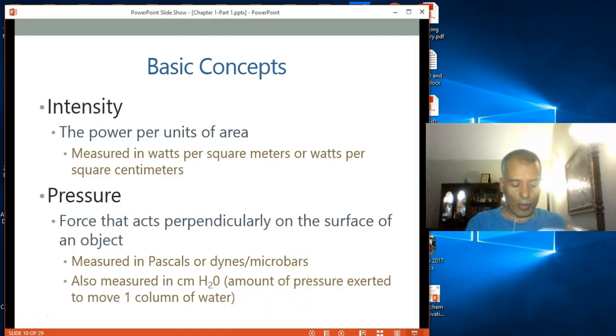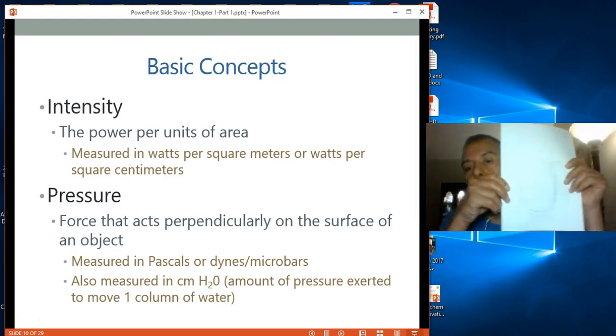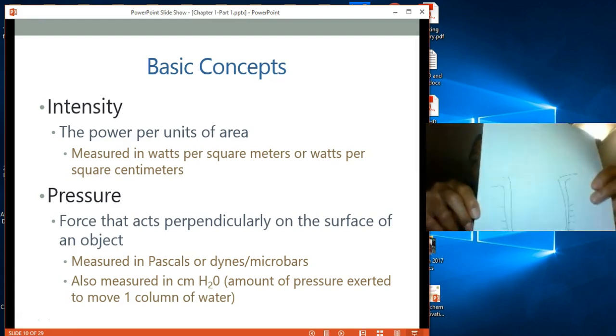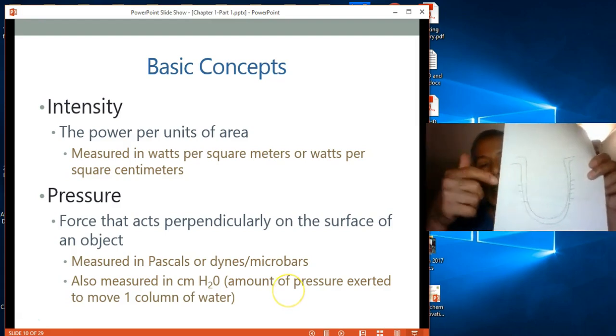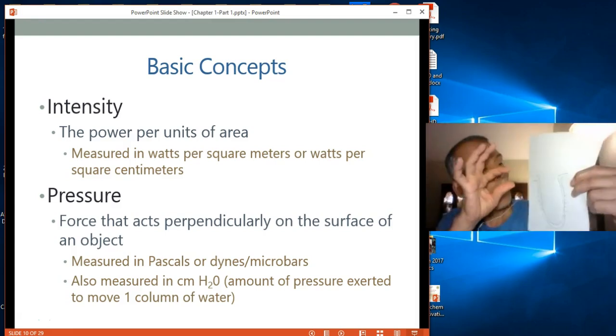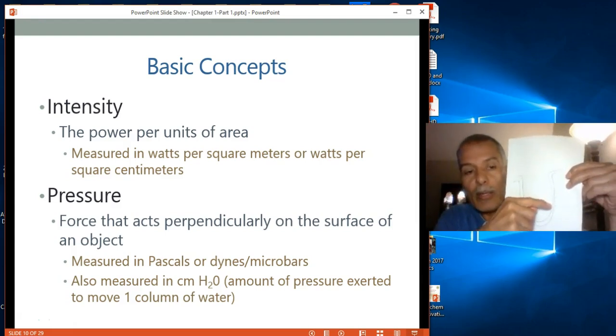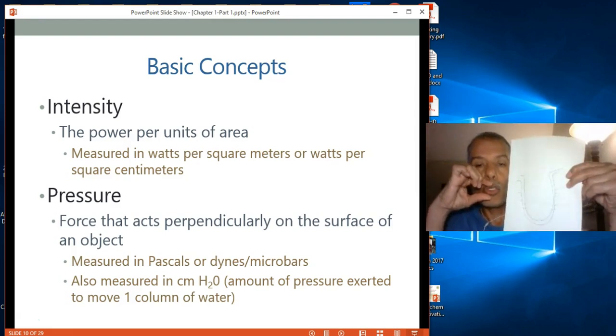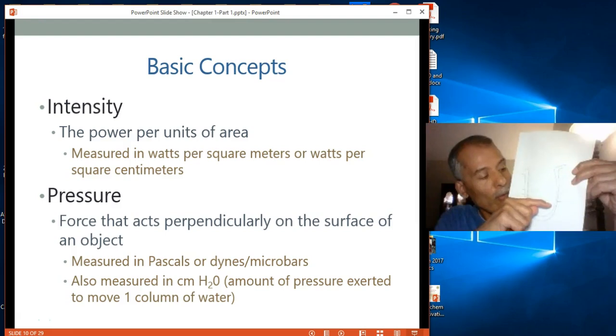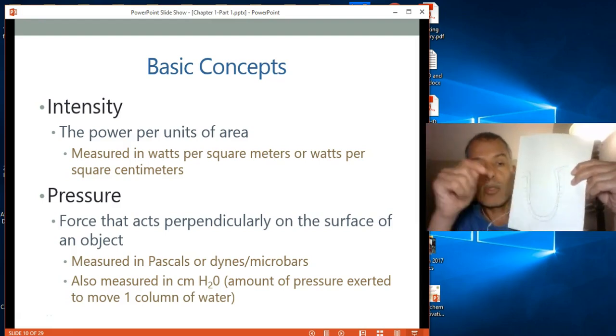You basically have an instrument like this. I don't know if it's clear or not. Yeah, it should be clear now. And then it has liquid, it has water, or sometimes mercury. And then you blow on one end. As you blow, you are going to push down on the water, and the water on the other side is going to rise. The force that you use to move one column of water by 1 centimeter is called pressure.